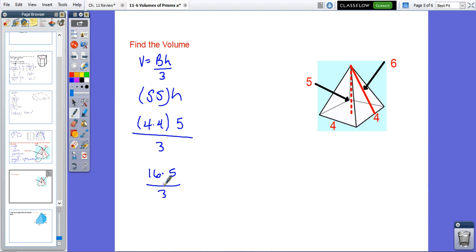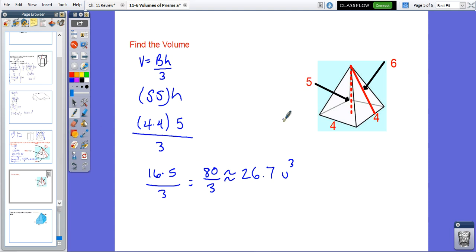16 times 5 gives us 80, so we got 80 over 3. Now, this is the exact answer since 80 is not technically divisible by 3, but we're going to go ahead and round it off to 1 decimal. So we'll take 80 divided by 3. You get 26.66 or 26.7. And this is units cubed.